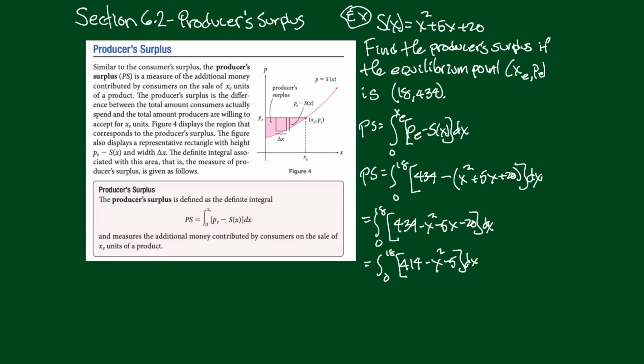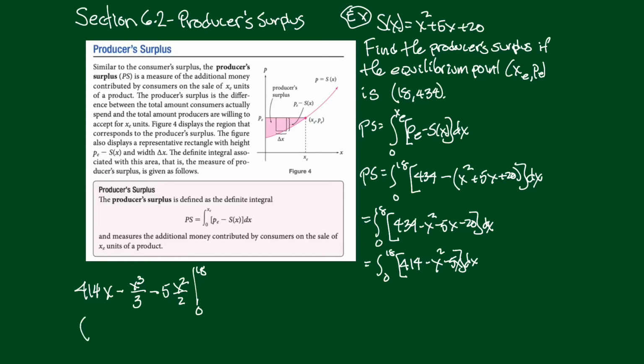I'll do that over here. Let's integrate this. I'll do it over on the left here. It's 414x minus x cubed over 3 minus 5x squared over 2. And we're going to evaluate that from 0 to 18.